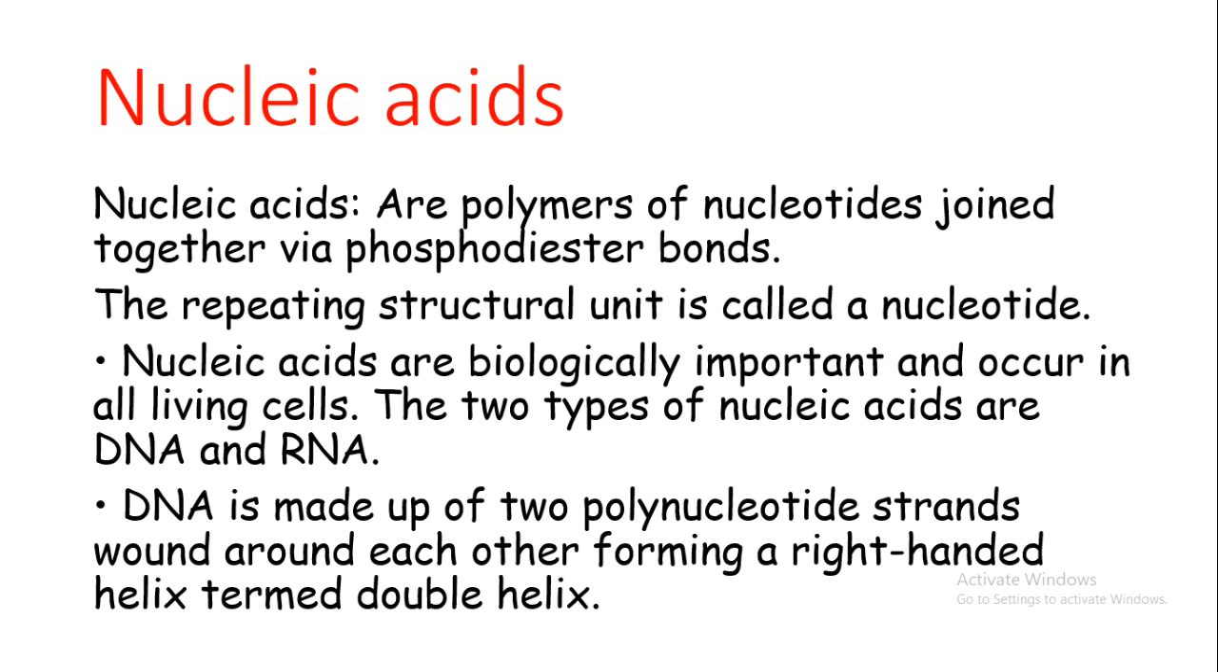Nucleic acids are polymers of nucleotides joined together via phosphodiester bonds. A phosphodiester bond is the type of bond formed when two or more components join, and the result is the formation of two bonds joined together by nearby oxygen atoms. The repeating structural unit is called a nucleotide. I'm going to elaborate more about a nucleotide in the next slide.